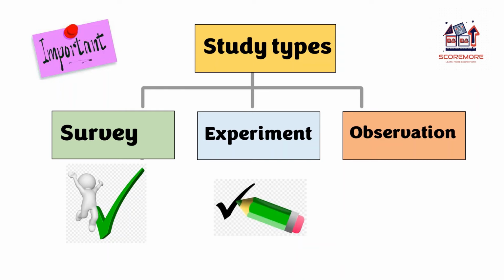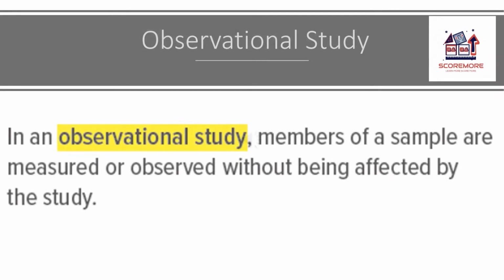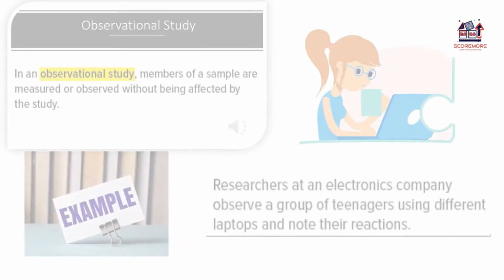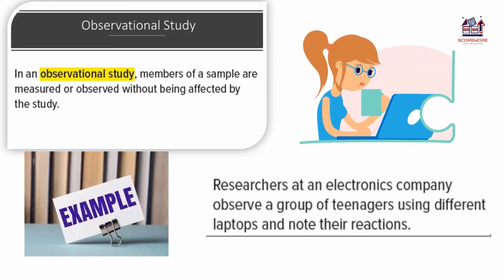Hope you understood two types. Let's move on to the third type now. Observational study. In an observational study, members of a sample are measured or observed without being affected by the study. Example of observation: researchers at an electronics company observe a group of teenagers using different laptops and note their reactions. Here, we note their reactions. In other words, we observe. So it's an observation.